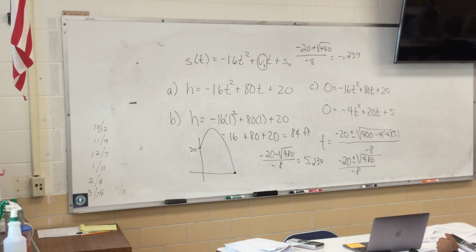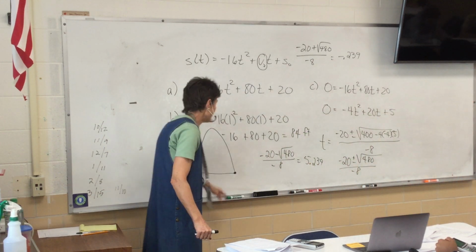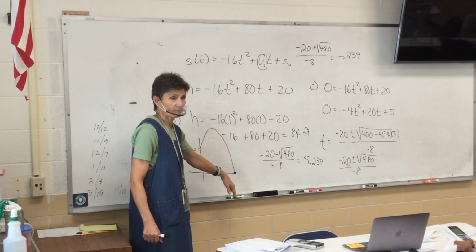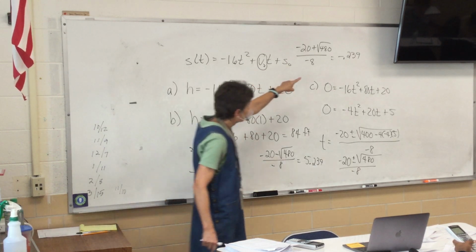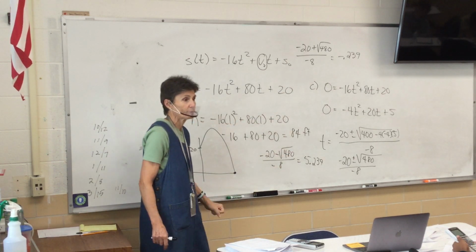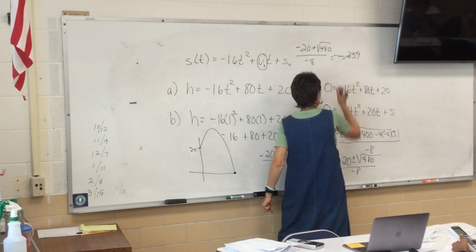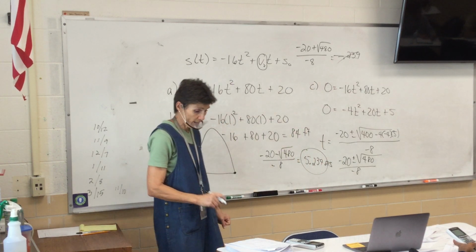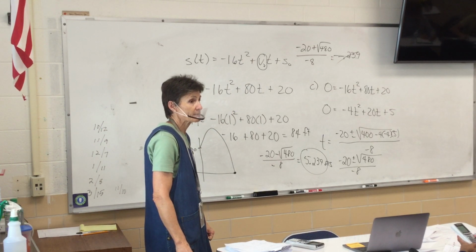Okay, so I did a ton of work. I got 2 different answers. Now I've got to make sure both of those answers make sense. In terms of the picture, should there be 2 answers? When does the ball hit the ground? 1 time, right? So which of those answers do I want to keep? The negative 0.239 or the 5.239? I want to keep this one right here. What's the unit on that? Seconds. So when does the ball hit the ground? After 5.239 seconds.